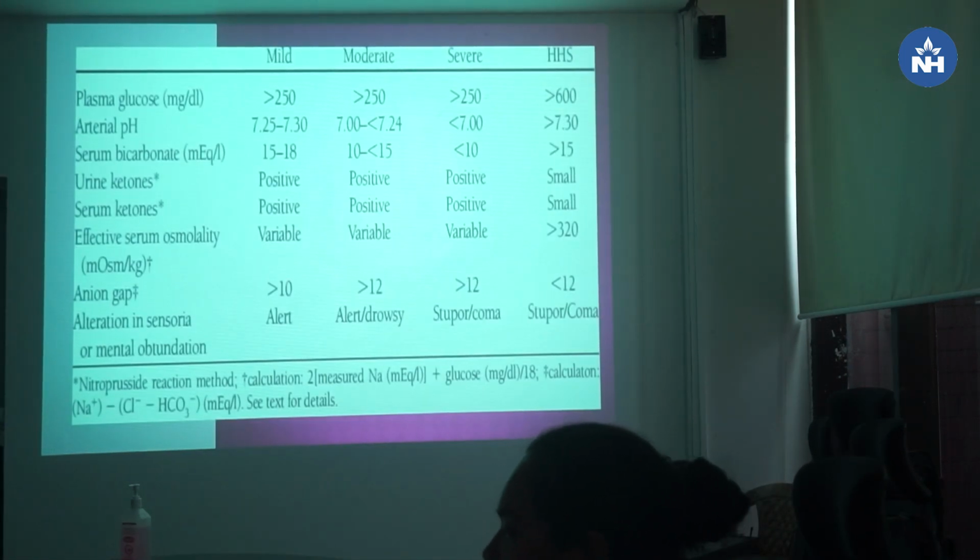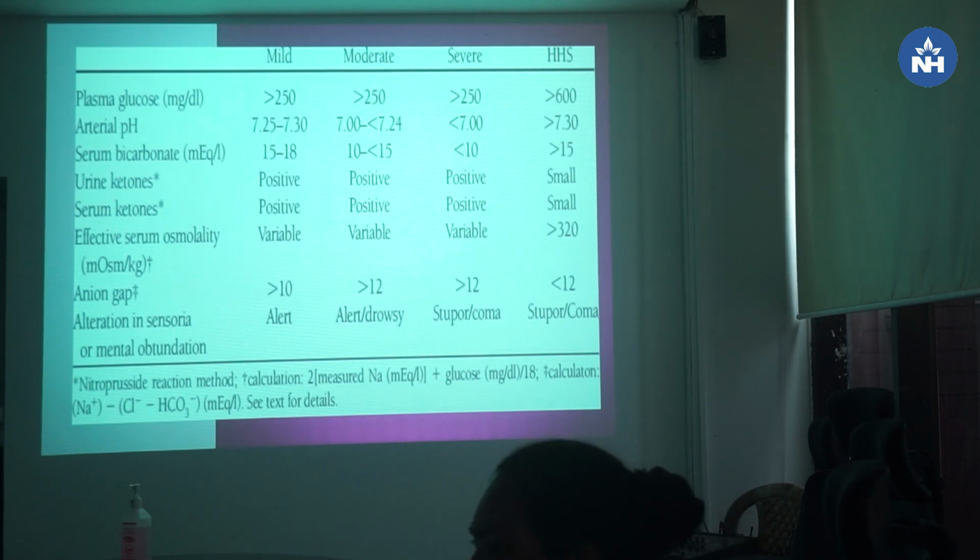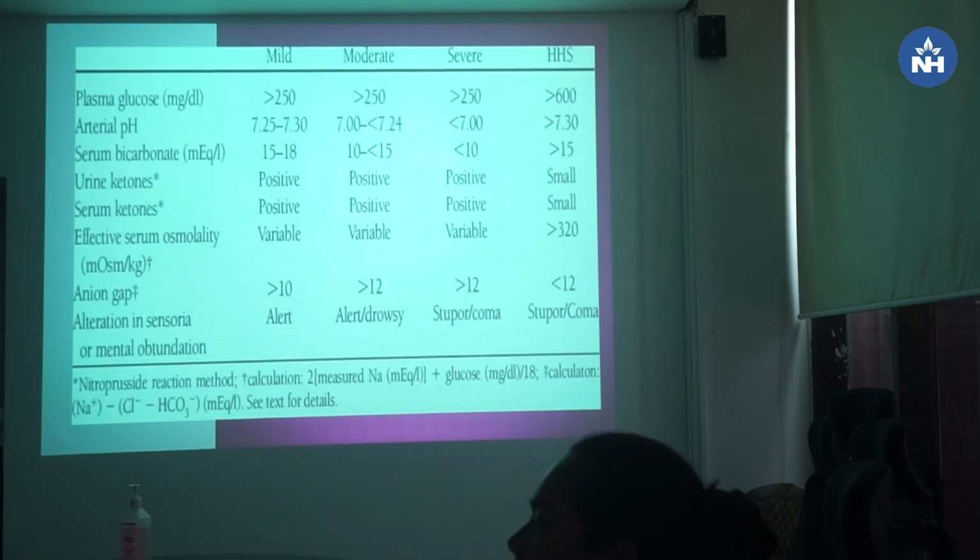Sir, whatever I have said is written in the chart with diagnostic criteria for both DK and HHS. Mild, moderate, severe, this is the DK part, and HHS. Plasma glucose in DK should be more than 250, whereas in HHS it is more than 600. Arterial pH in mild DK is between 7.25 to 7.3. In moderate it's 7 to 7.24, whereas in severe it should be less than 7. In HHS it remains mostly more than 7.3.